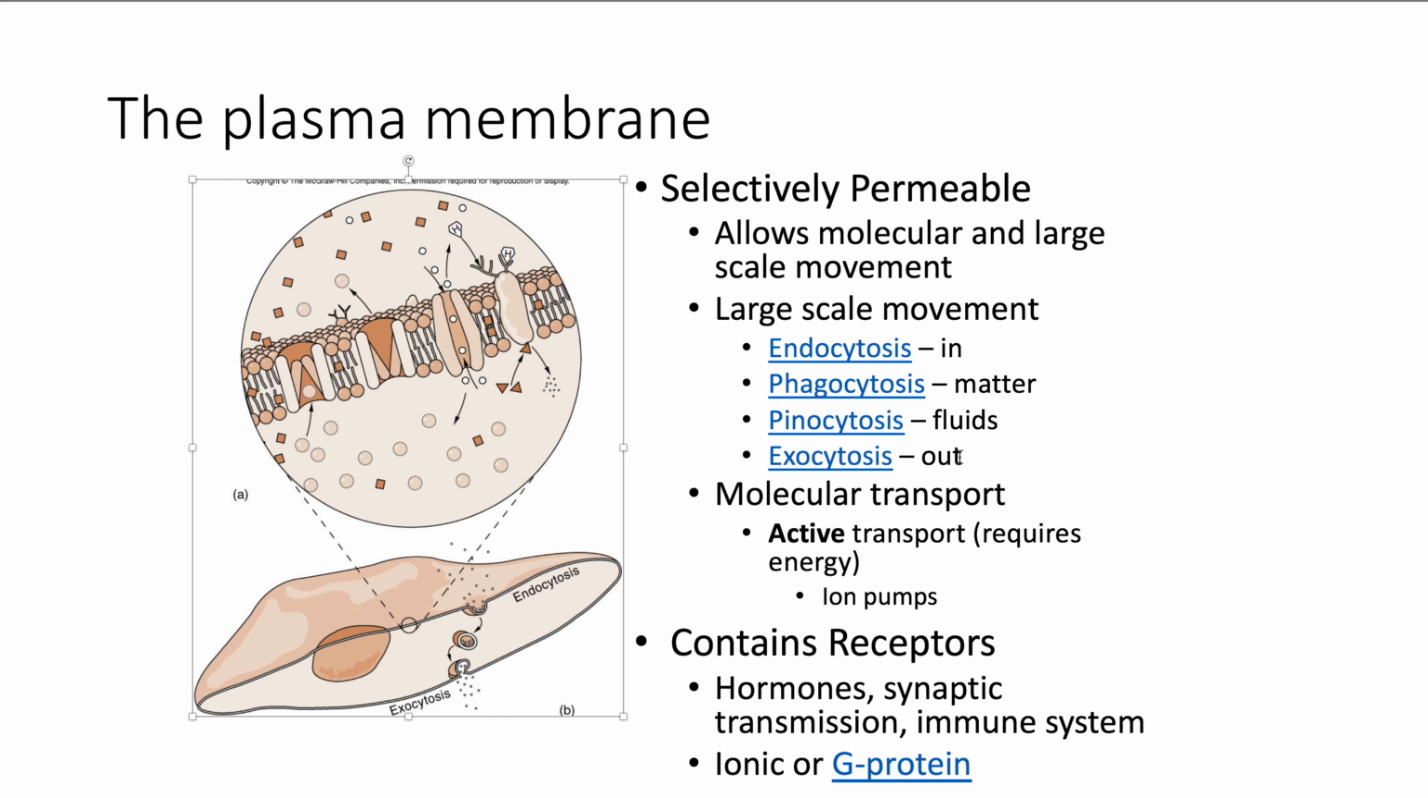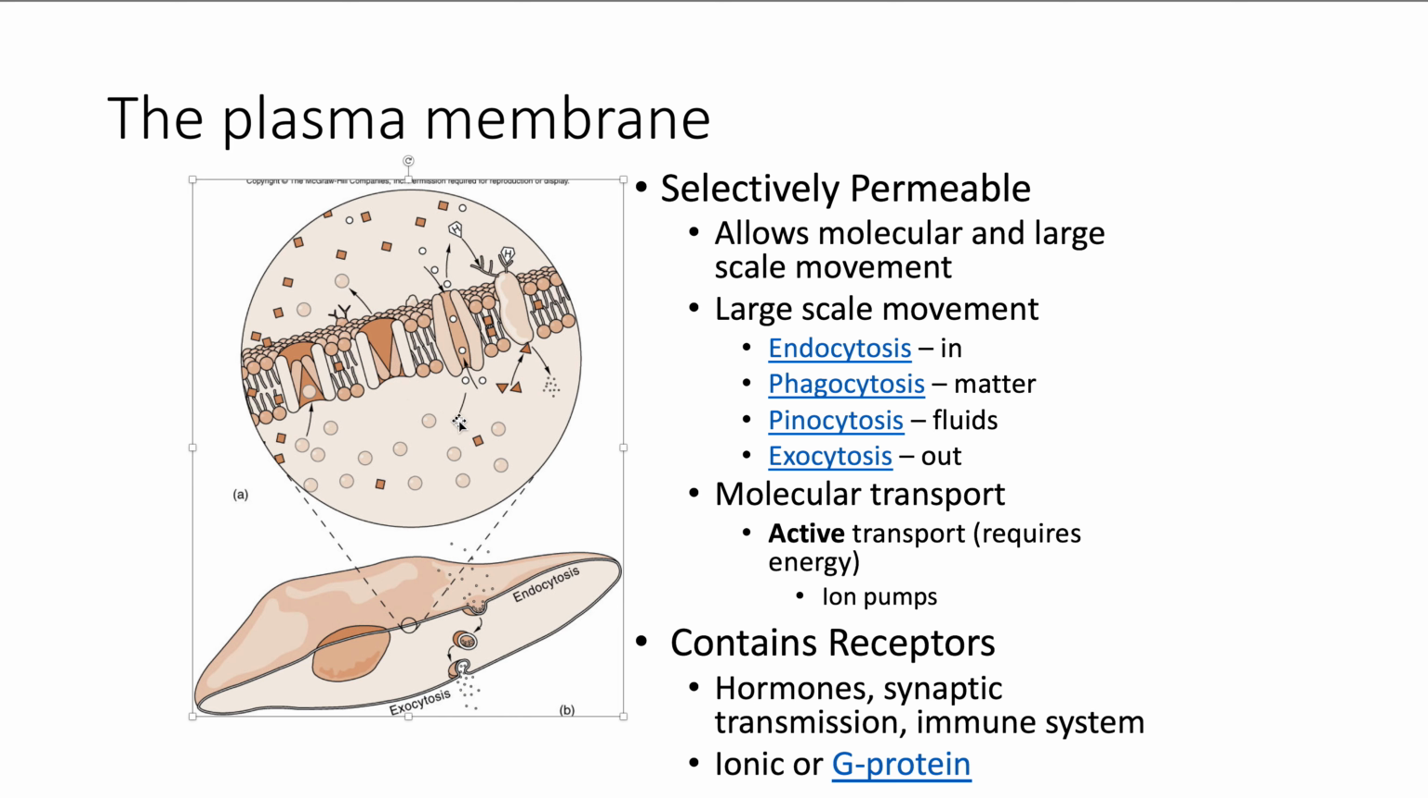Okay, so I mentioned that we have diffusion and things go down their concentration gradient from high to low concentration. So remember, sodium is really high out here. So if there was any channel that opened that sodium went through, it would just naturally flow through there. So that's called passive transport.